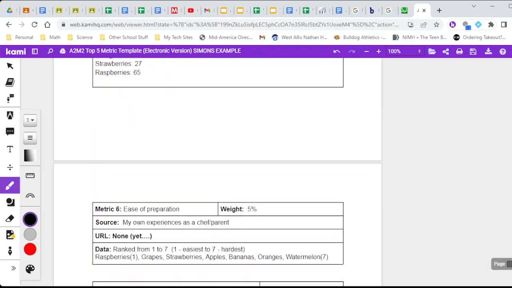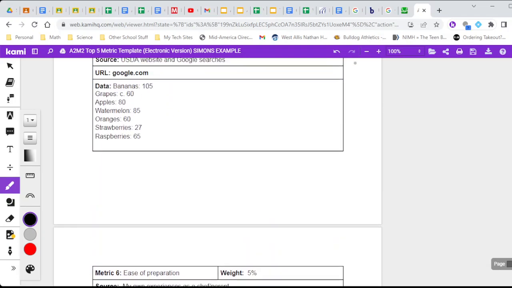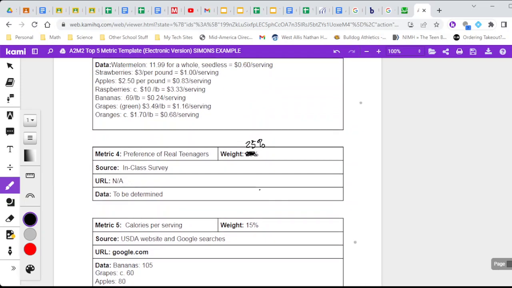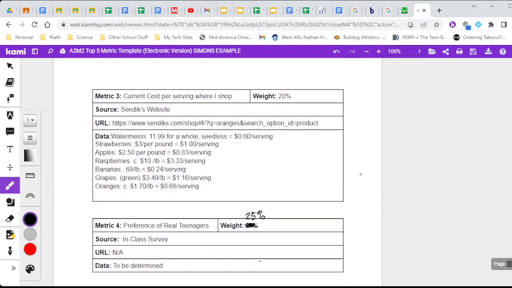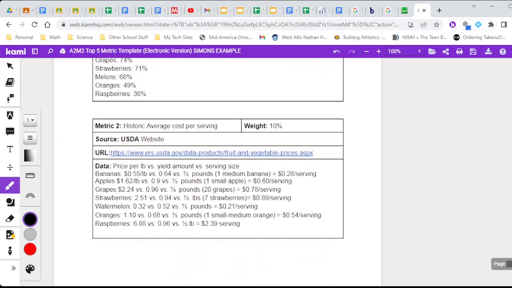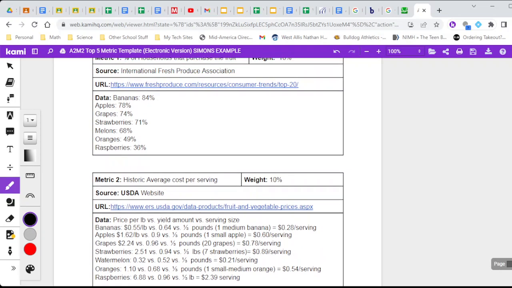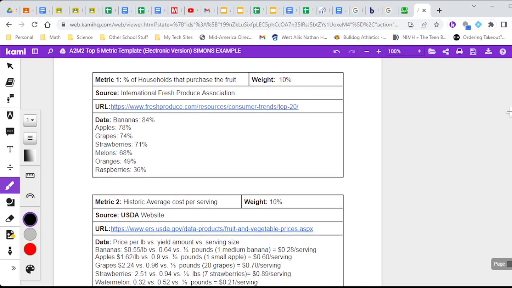And then for the last 3, I gave 5% for ease of preparation, so not that important, but it needs to be taken into consideration. Historic average cost per serving, just because it's kind of nice to know what things used to cost about 5 years ago and what they cost now, and you can say, oh well, this continues to be expensive, or this has gone down in price, and I think that does impact things.